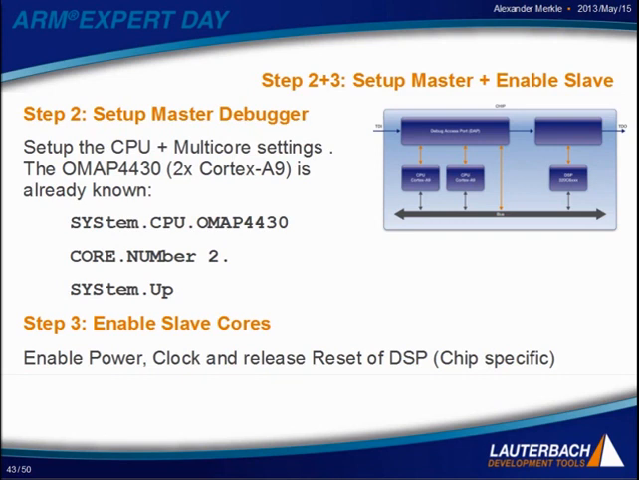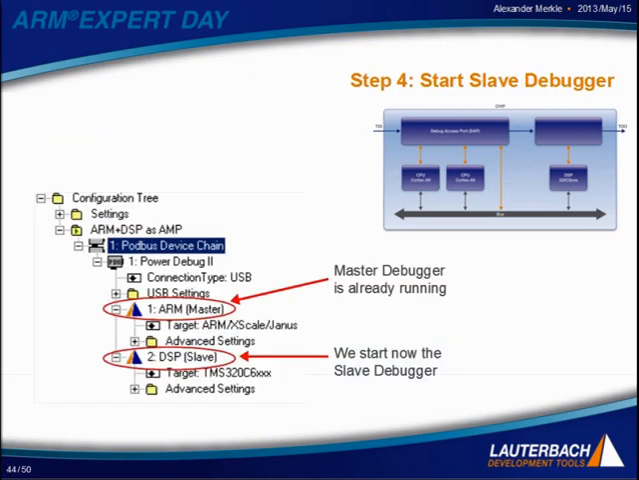The next step is we need to set up the chip. The Cortex-A9 cores of the OMAP 4430 are in charge to initialize the system. So what we need to do is we need to enable the slave cores, in this case the DSP. It's clock gated, powered down, and held in reset. This is highly chip specific, and you'd also need to do this in the code. So when we set up the master session and release the second core out of reset, we can start the DSP GUI.